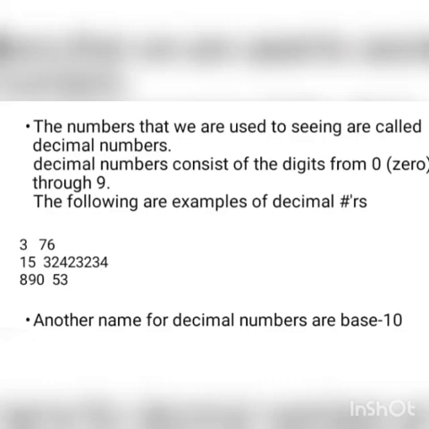So let us discuss the main points of decimal number. The numbers that we use to see are called decimal numbers. A decimal number consists of the digits from 0 to 9. Let us discuss examples of decimal number. The decimal number of 3 is 76. The decimal number of 15 is 324 23 234. We also pronounce decimal number as base 10.